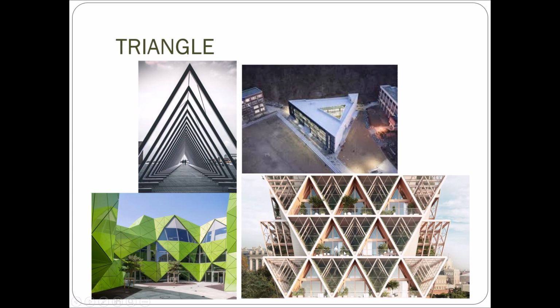And then we have triangle shapes. Triangle is one of the stable shapes, so it has 3 points and it comes in the stable shape, so you can add triangle and it can create monumental design.